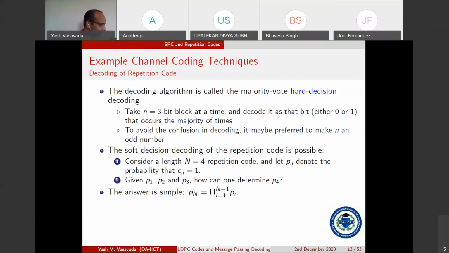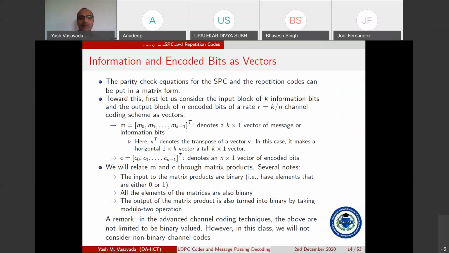Let's see. Okay. Now, the next few slides I'm going to very quickly flip over, because I think we should have done this in CT516 also. That in the coding schemes, whether it is SPC code, repetition code, or even the Hamming code, Golay codes, Reed-Solomon, BCH, and now coming to even the LDPC codes.